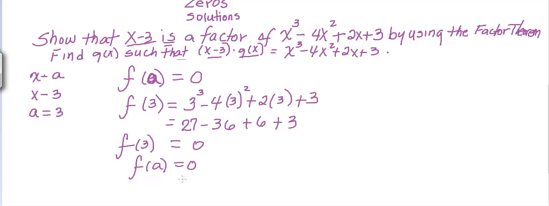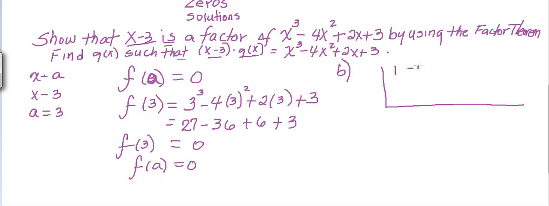The next part of this problem says to find the quotient. Now, to find the quotient, what do we do? To find the quotient, we need to divide. We need to divide this expression by this factor. You choose the method. You can do long division or you can do synthetic. I'm going to choose synthetic. So for part B of this problem, I'm going to use synthetic division to find the quotient just because it's quicker.